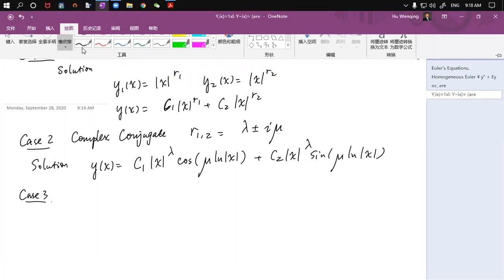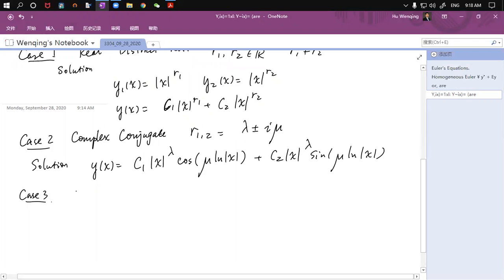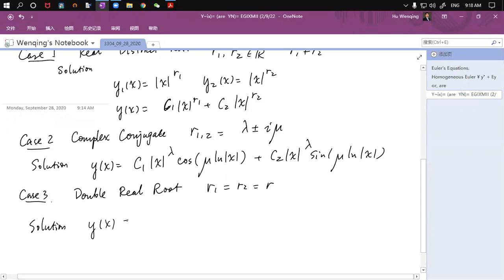Okay, so now let's start. The third case is the double root case. Double real root. So that means r1 is equal to r2 is equal to r. So suppose you have this case. Then there's also a form of this solution. It's going to be y of x.